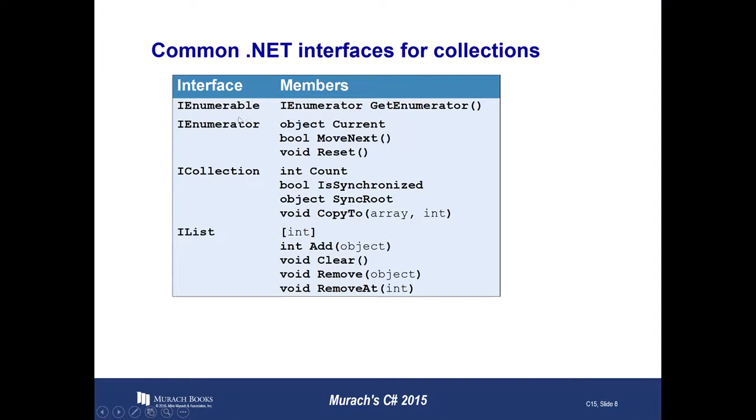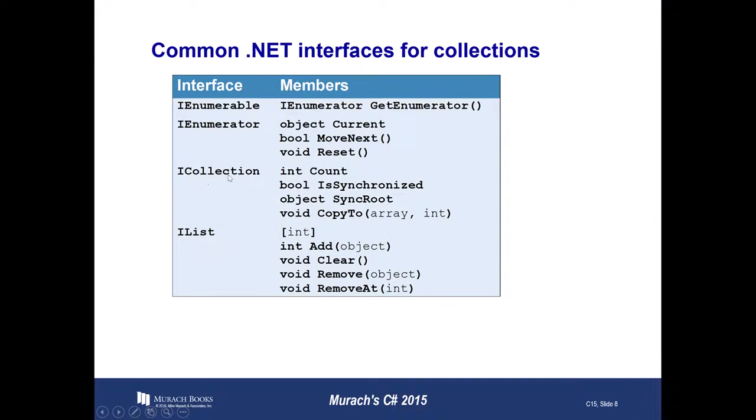And if you notice, the member of IEnumerable is another interface, IEnumerator, seen below, and it allows you to enumerate through a collection. So you notice here GetEnumerator, and then it allows you to get the current object, move to the next object, reset, etc.